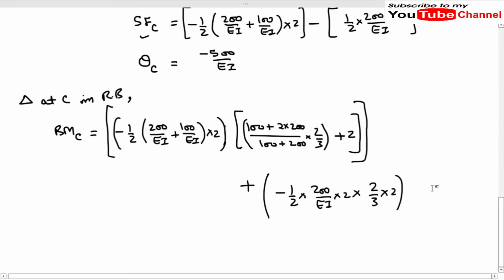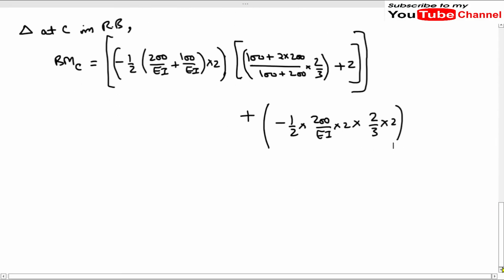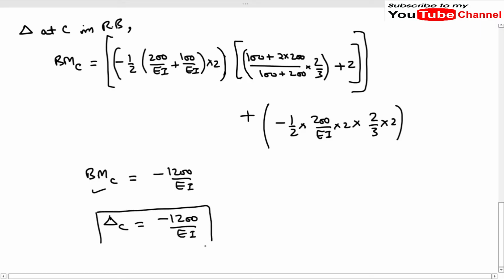Okay, so after calculating, you will find that the bending moment at C in the conjugate beam comes out to be equal to minus 1200/EI. Okay, so this bending moment at C in the conjugate beam is our deflection at C in our real beam. So in this way we can find the slope and deflection at all these points.